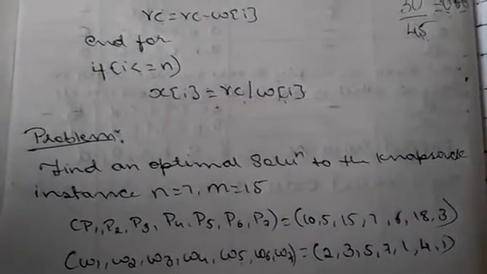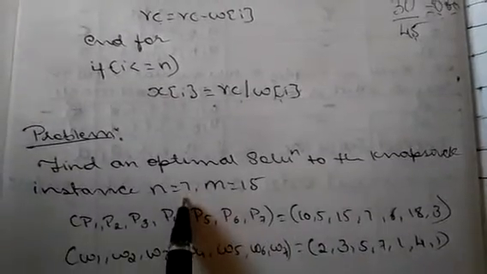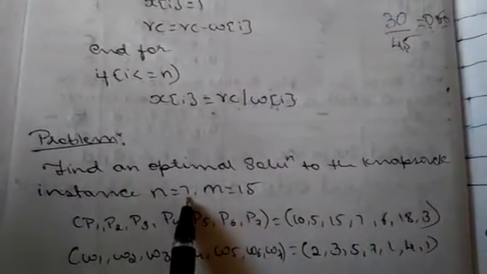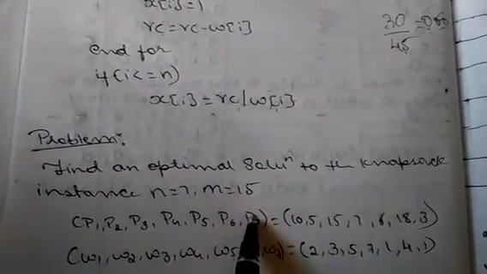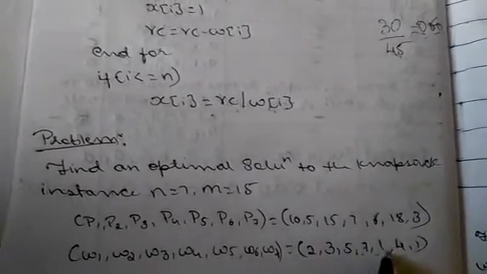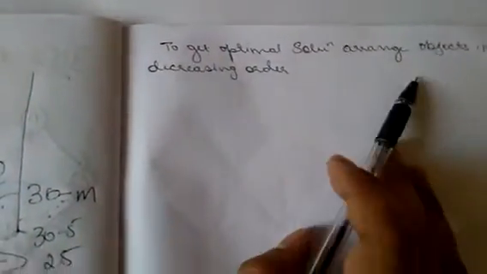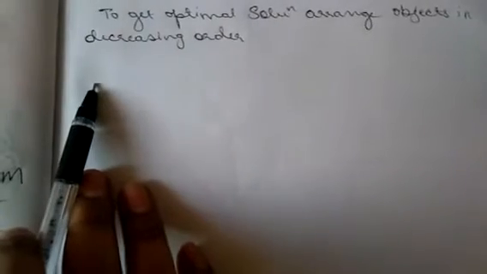Here I have just told you profit and weight will be given. See, n is equal to 7, so there will be a total of 7 objects, and 7 profits will be given: 10, 5, 15, 7, 6, 18, 3. Then 7 corresponding weights: 2, 3, 5, 7, 1, 4, 1. I have just told you, you have to follow the rule in order to get the optimal solution. First you must arrange objects in decreasing order.